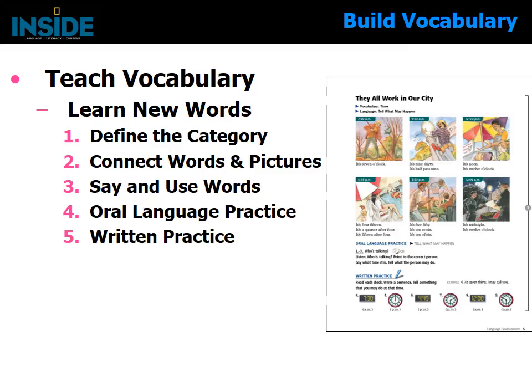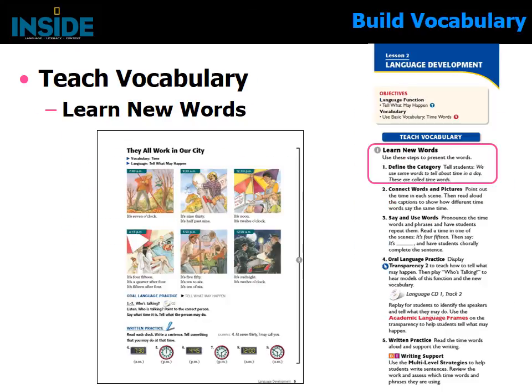The next step in the language development section is to build vocabulary. In each Teach Vocabulary lesson, you will follow these 5 steps as you teach students new words. Define the category, connect words and pictures, say and use words, oral language practice, and written practice. We begin by defining the category. Some examples include time words, opposites, and career words.